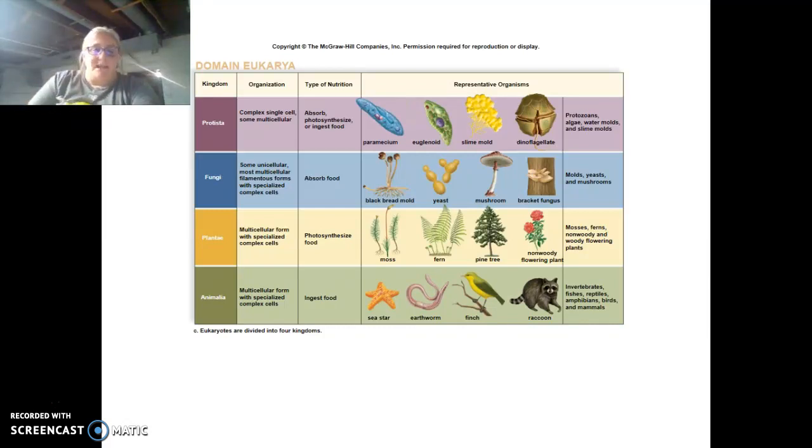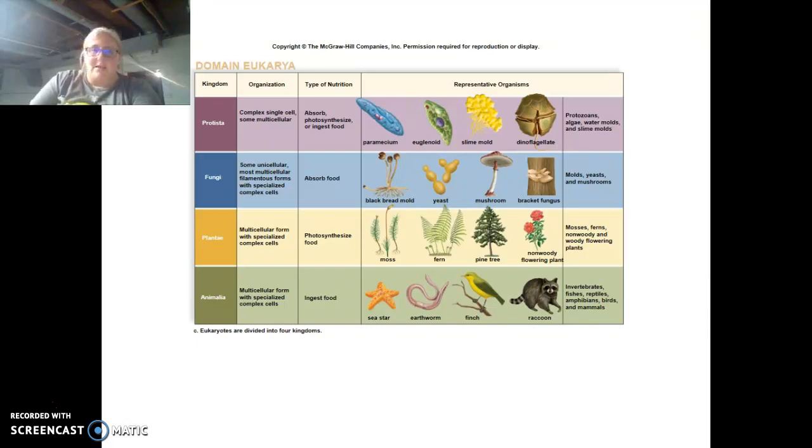Fungi are organisms that always absorb nutrients. They can be multicellular, like your molds and mushrooms. They can be unicellular, like yeasts. Plants, most of us know plants. Plants are photosynthetic organisms. Plants take in sunlight energy and convert it to food energy.